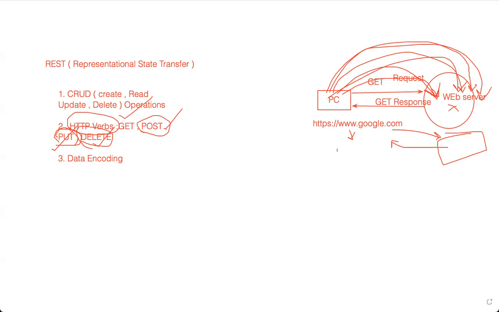Okay. The next is data encoding. Data encoding is nothing but the language that is used by the API. So every human has a language, right? We all speak different languages, right? Similarly, the application also uses a language to talk between, like PC to web server. For example, it might use something called JSON or XML to represent the data.